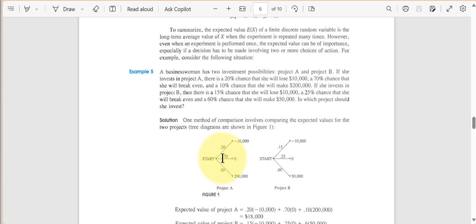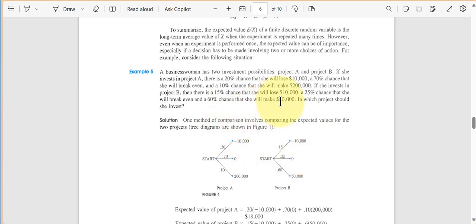And there's a 70% chance that she'll break even. And there's a 10% chance that she'll end up with 200,000. So that is called Project A, but she also has the opportunity to invest in Project B instead. And there's a 15% chance that she will lose 10,000. There's a 25% chance that she will break even, 25% at 0.